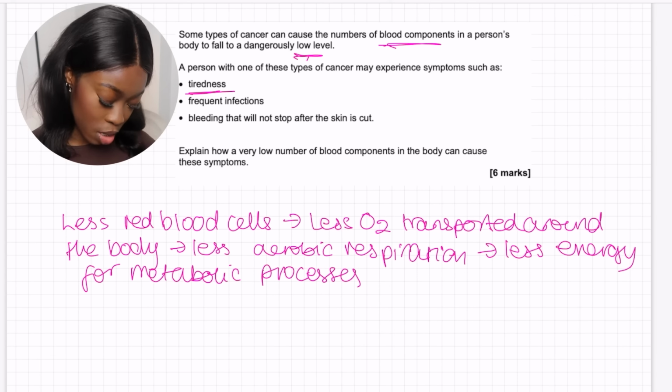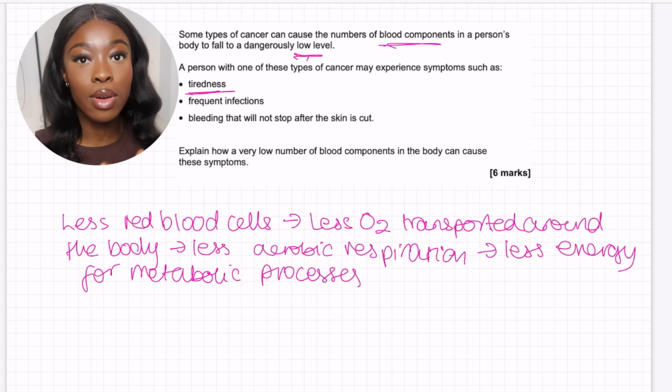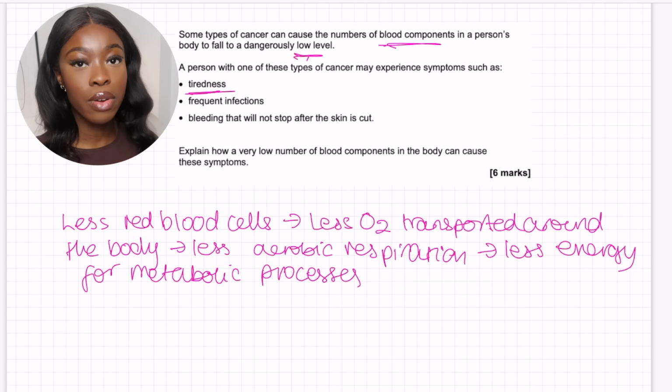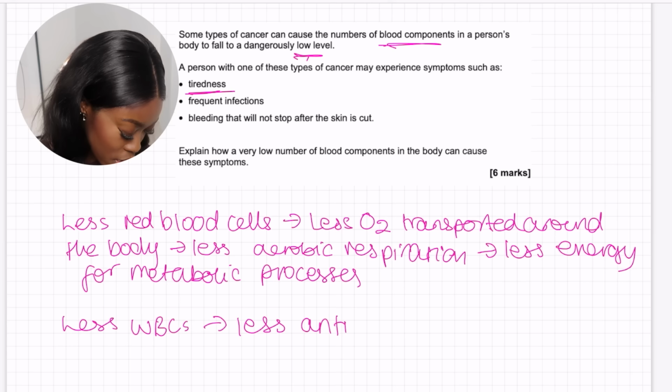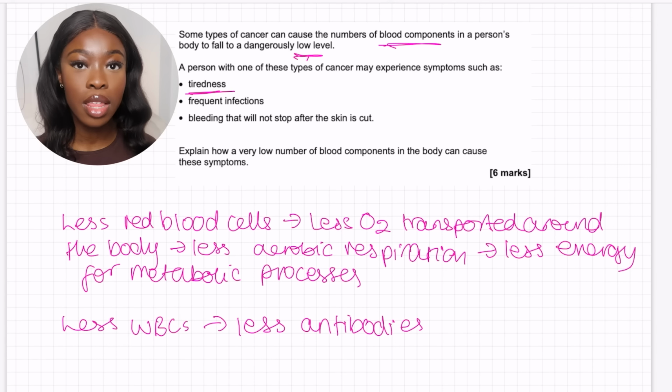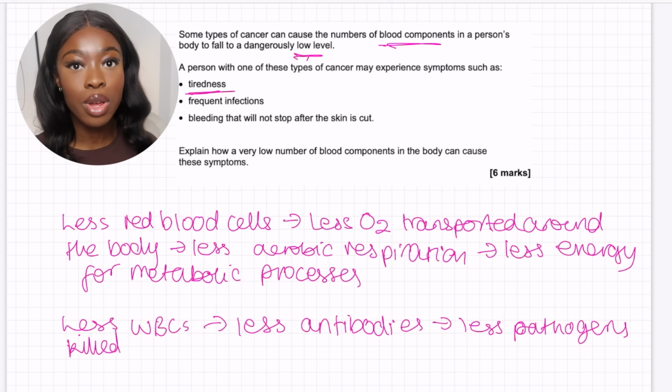Now let's talk about the next point, which is frequent infections. Frequent infections, that is because of the lack of white blood cells. I'm going to be using abbreviations just to write quickly, but in your actual exam, please write things in full. Less white blood cells means less antibodies will be produced. Antibodies are things that basically recognize the foreign pathogens in your body, and they basically make sure that the immune system destroys them. If you have less antibodies in your body, that means less pathogens will be killed, and ultimately that will mean frequent infections.